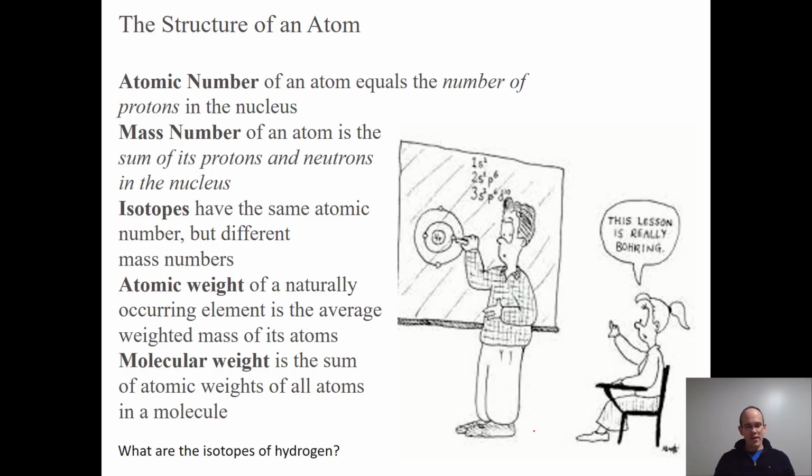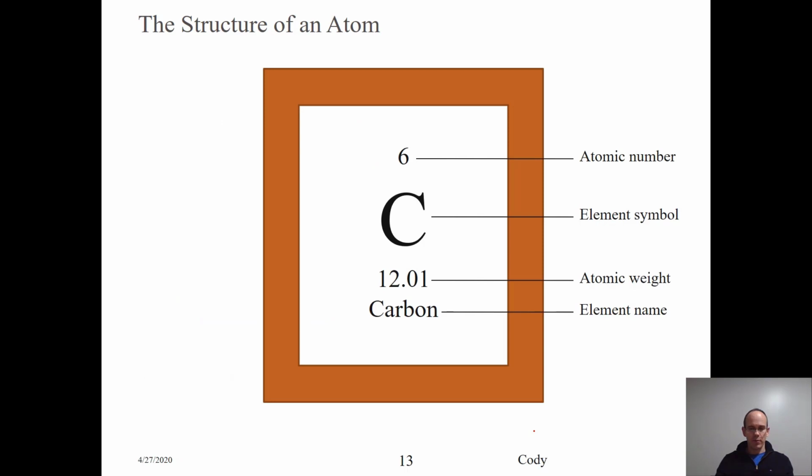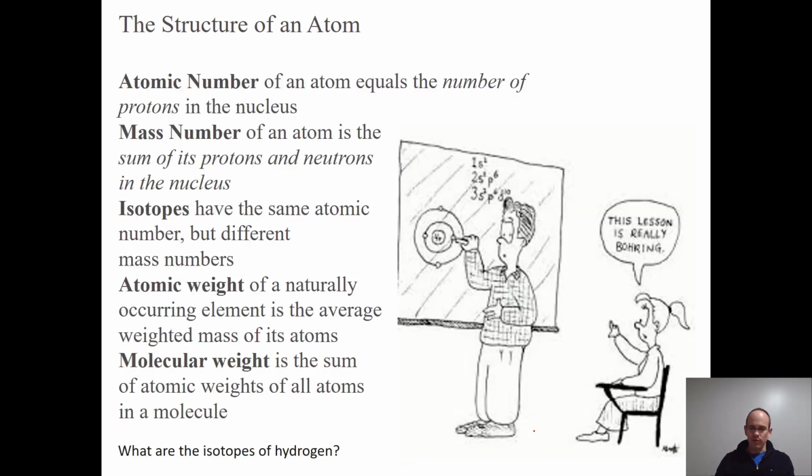All right, and this last question down here at the bottom is, what are the isotopes of hydrogen? And this is going to be important. We're going to see this show up a few times. Oh, I don't have a slide for this. So the isotopes of hydrogen that you're going to see frequently are H1, which is hydrogen, H2, which is deuterium, and H3, which is tritium.